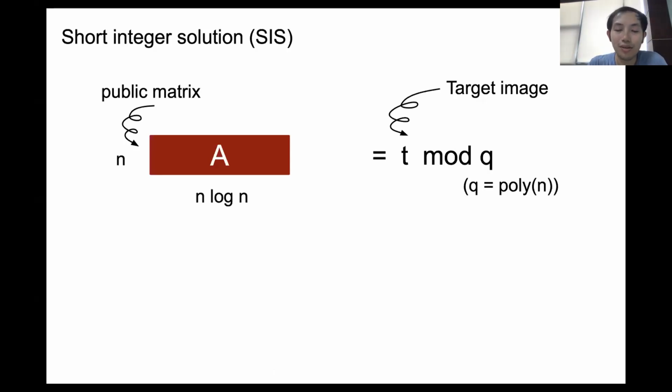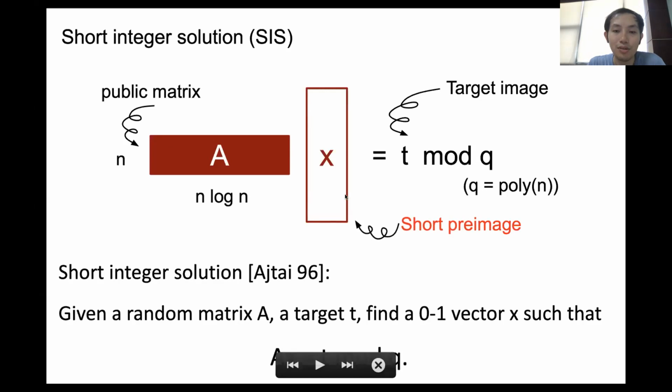To introduce Vadim's signature scheme, let me also tell you a little bit about the short integer solution problem. It's a typical lattice problem that says, given a random matrix A and a random target T, finding a short preimage is hard. This is the assumption of the short integer solution problem. You can think about the task as finding a short linear combination of A. The whole point is we require the vector to be short. This makes the problem difficult.